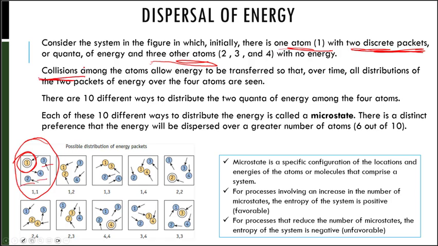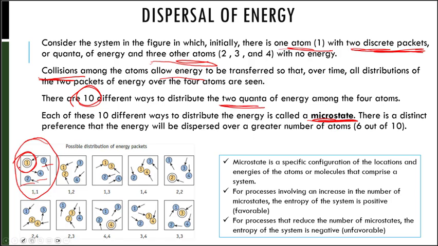Let's say that we have collisions among these atoms, and it allows energy to be transferred so that over time all distributions of the 2 packets of energy over the 4 atoms are seen. There are 10 different ways to distribute the 2 quanta of energy among the 4 atoms. Each of these 10 different ways to distribute the energy is called a microstate. There is a distinct preference that the energy will be dispersed over a greater number of atoms. Let's look at those options.